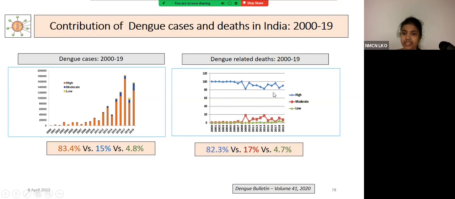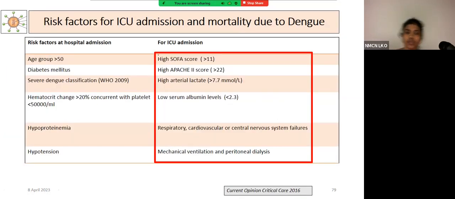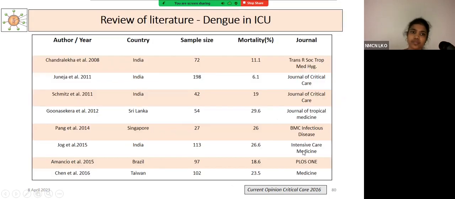We can see that it accounts for 82.3% of the total dengue-related deaths in India. The risk factors for ICU admission and mortality are high SOFA score, high APACHE score, high arterial lactate, low serum albumin, and involvement of the organ system, as per the study published in 2016. These are the literatures on dengue in ICU from different zones of the world.